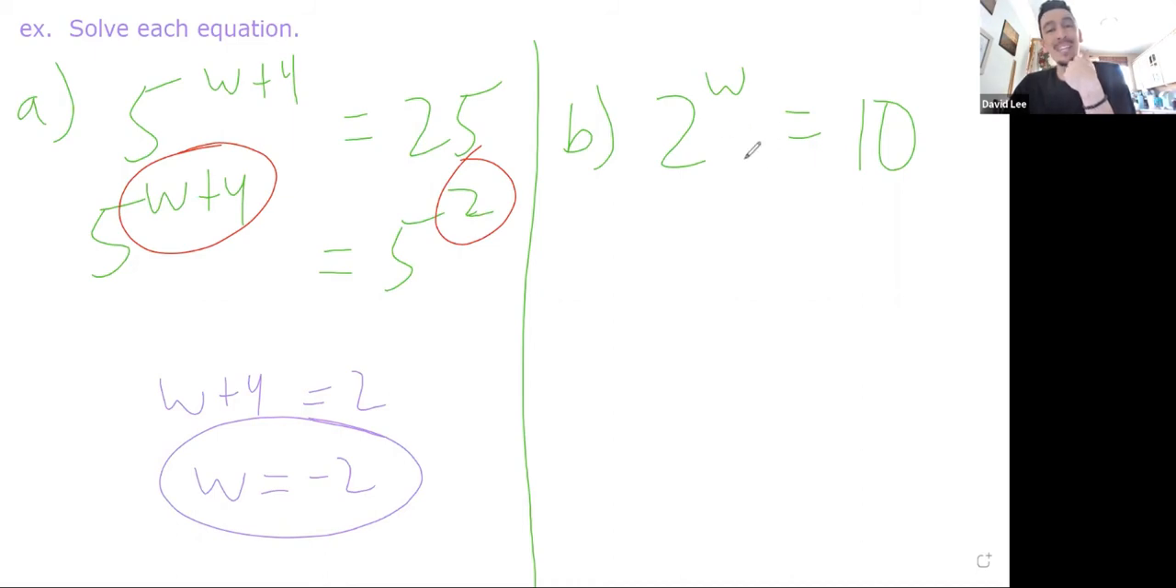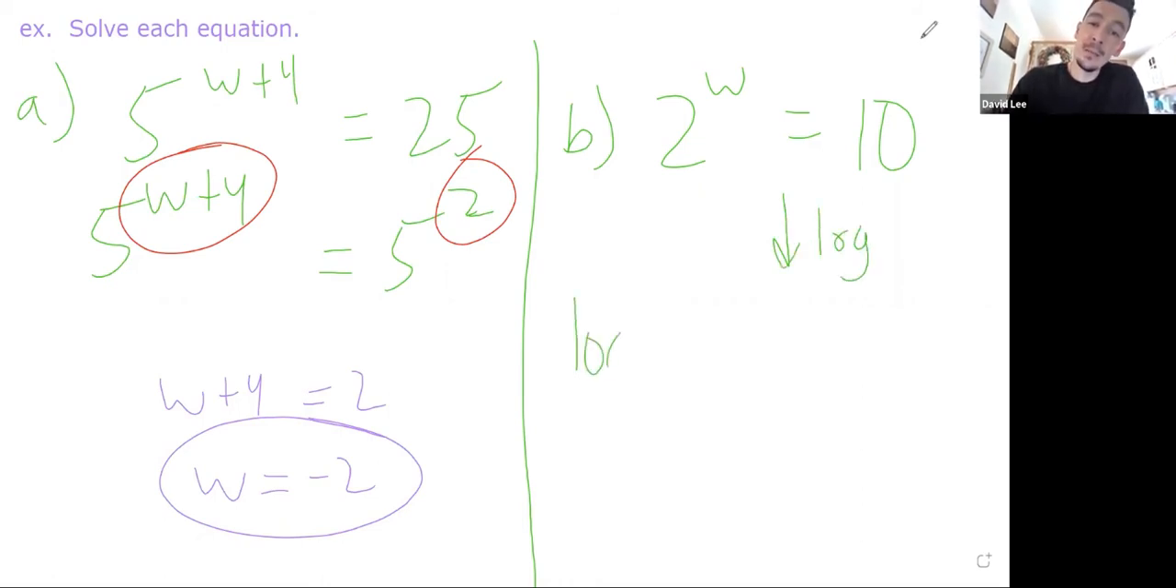However, we can write this into logarithmic form, right? Right now it looks like exponential. So look at your notes. How do I go from exponential back into log? Well, you just did a bunch of examples like that. So if you write this into log form, it'll say log base 2 of 10 equals W.